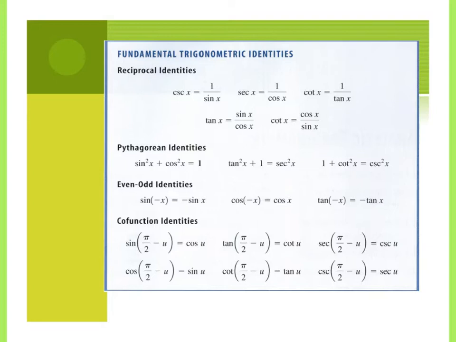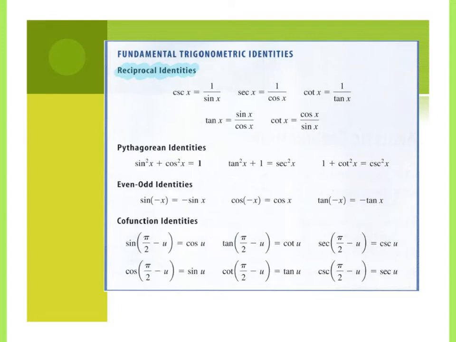The first thing that we have already talked about is the reciprocal identities. The thing you're going to do with these when verifying is substituting one thing in for what it is. So if you see 1 over sine, you can substitute in cosecant. If you see cosecant, you can substitute in 1 over sine. That's the idea behind this.